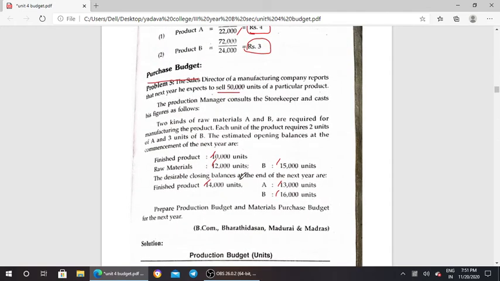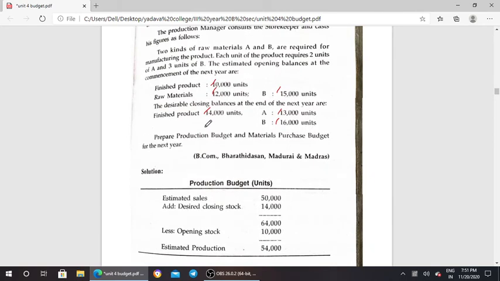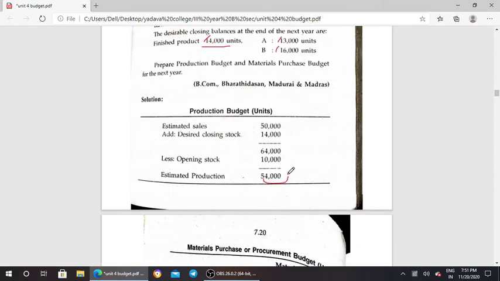So sales is 50,000, less closing stock 14,000, that is finished units 14,000. So you will be having all these things. Then opening they have given 10,000. So with the help of this, estimated production we are getting is 54,000.